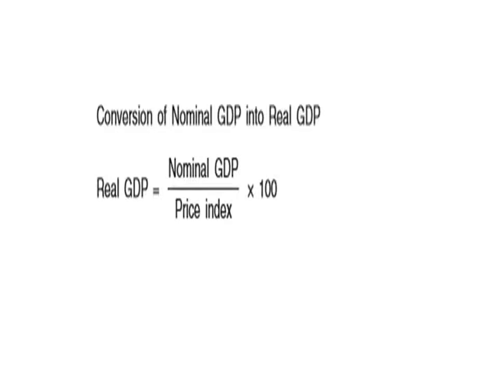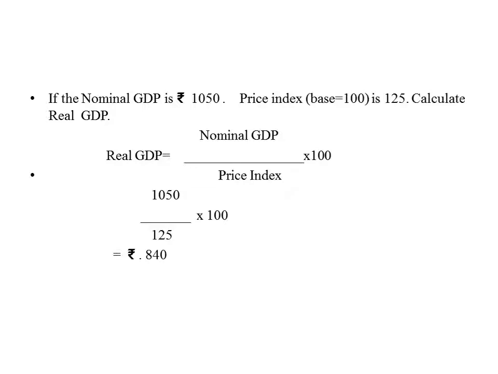Now we will discuss how can we convert nominal GDP into real GDP. Real GDP is equal to nominal GDP divided by price index into 100. If nominal GDP is given 1050 rupees, price index is 125, how can we calculate real GDP? We will put the formula and we will calculate it: 1050 upon 125 into 100. It is equal to 840. These numericals are very important for exam.